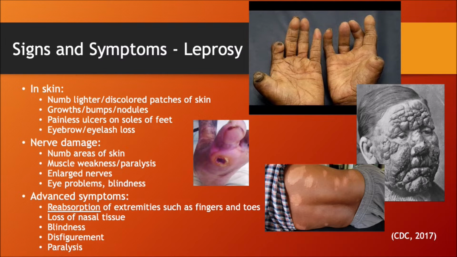In advanced cases, we're going to be seeing the reabsorption of extremities. The skin is not decaying or dying, it's being reabsorbed by the body. Loss of nasal tissue, blindness, disfigurement, paralysis. It can be very serious, but only after many years. It takes many, many years to develop to this point.